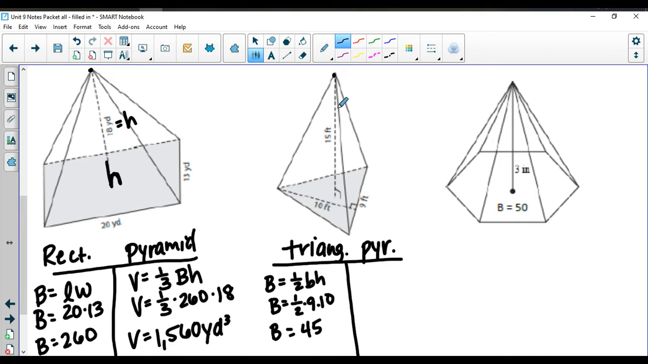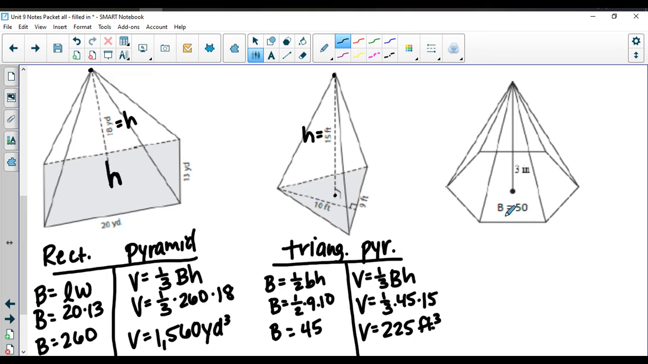I do notice that height going from the top to the bottom with that little h, so I'm going to mark that on my picture here. For the volume of a pyramid, we do 1/3 capital B times the height. So 1/3 times 45 times 15. So we are going to multiply those together, and that gives us a volume then of 225 cubic feet.